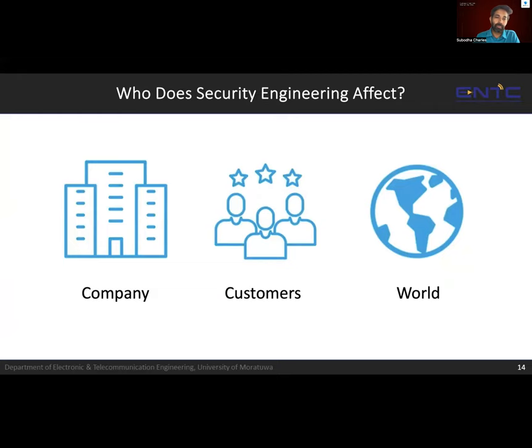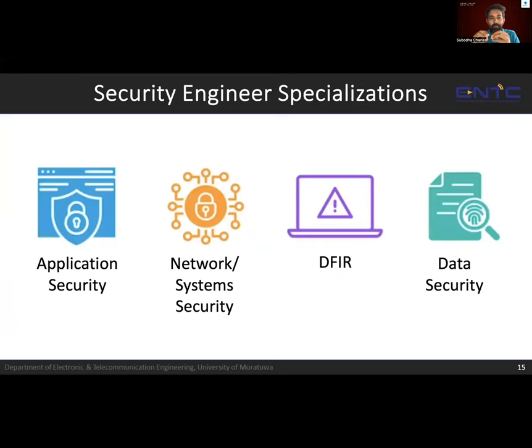When you become a security engineer, there are many aspects that you can specialize in. So here are some. You can specialize in things like application security. This is the area where we talk about the security of applications. You might be running web applications. You might be running mobile applications. How can you secure them? Then network and systems. I think you understand what this means.